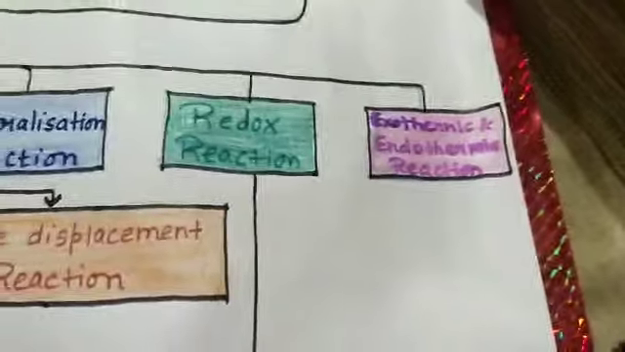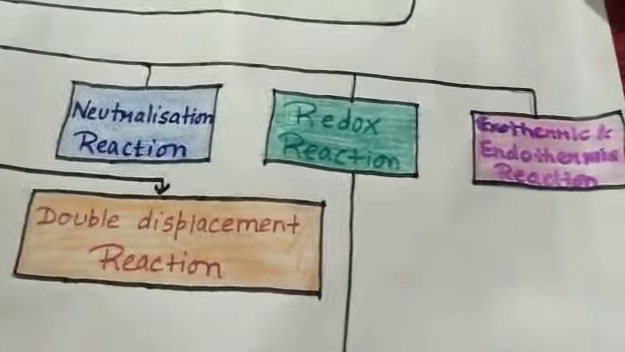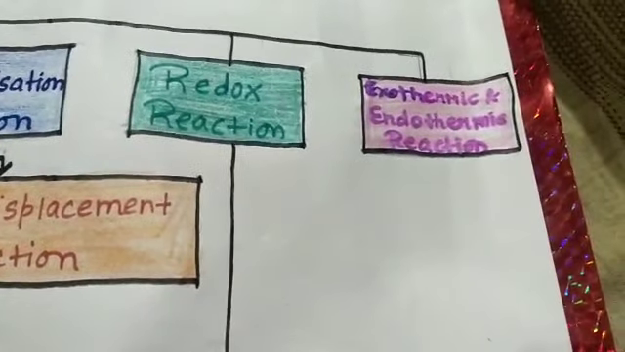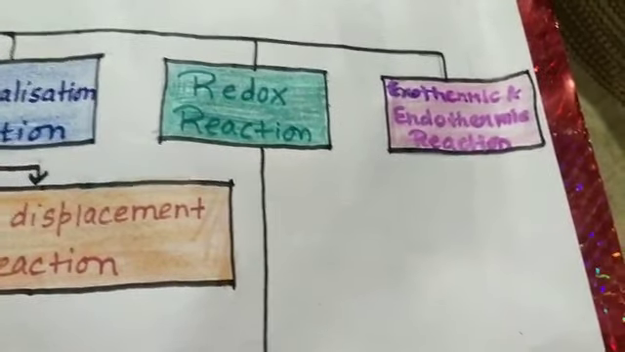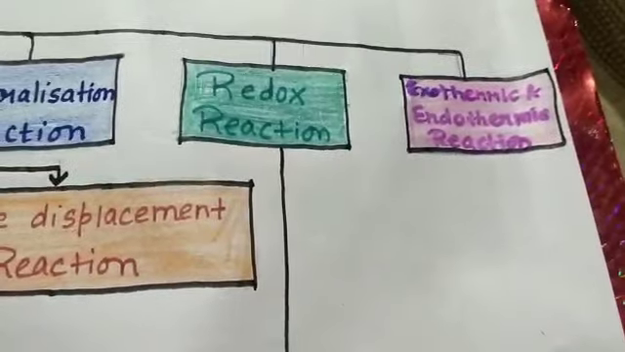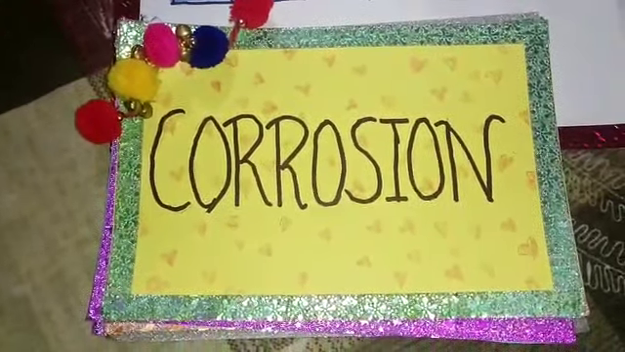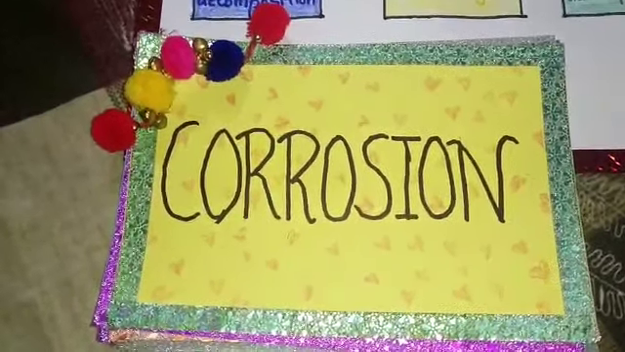Then the last type of chemical reaction, the sixth type, is exothermic and endothermic reaction, which I have mentioned here, which is on the basis of heat, that is, whether it is released in the chemical reaction or used in the chemical reaction. Now here I am going to show you my flashcards as well on the topic corrosion and rust.